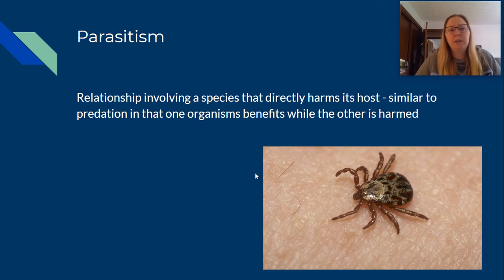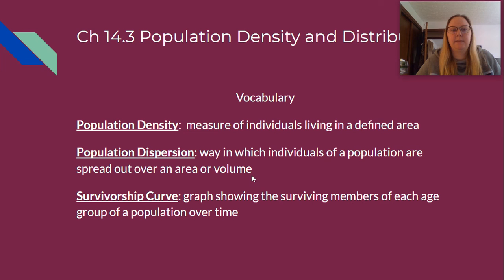And parasitism is the relationship involving a species that directly harms its host. It's similar to predation in that one organism benefits while the other is harmed. The key for parasitism is that the parasite itself needs a host to harm. So ticks, most insects, things like that are parasites.